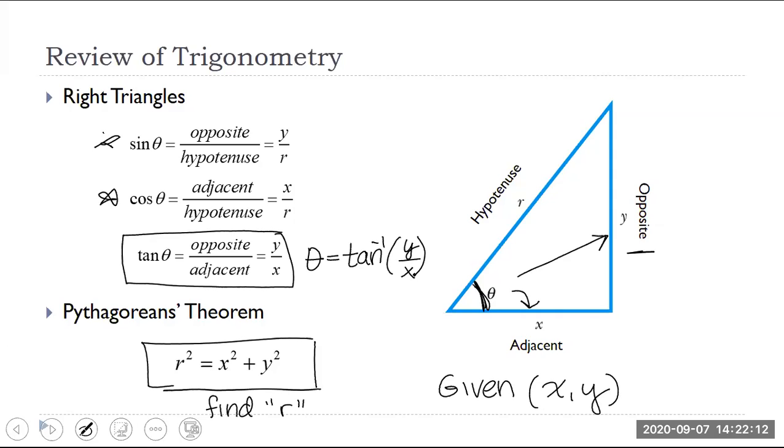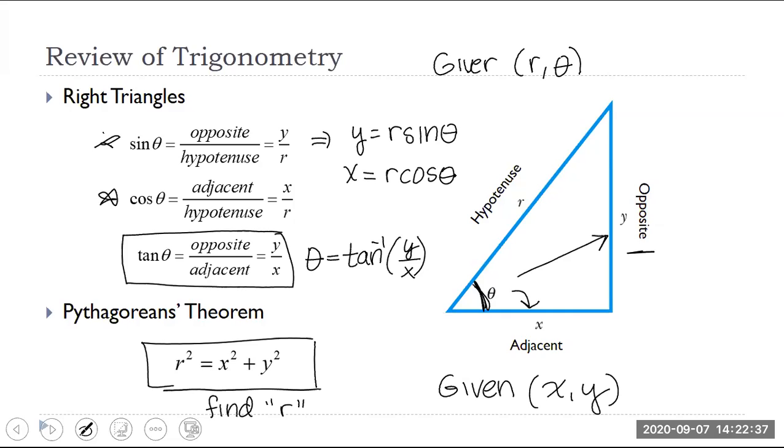On the other hand, if I was given the polar coordinates r and theta, then I can use the definition of sine and cosine to figure those out. So if I multiply both sides of the equation for sine and cosine by r, I find that y is just r sine of the angle, and x is r times cosine of the angle. So depending on what I'm given, I can certainly go from one set of coordinates to the other set of coordinates using the fact that I have a right triangle.